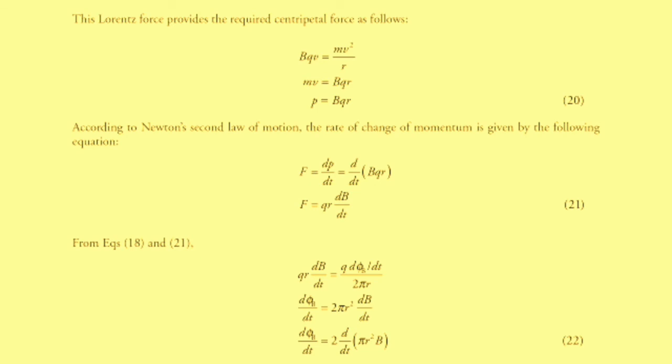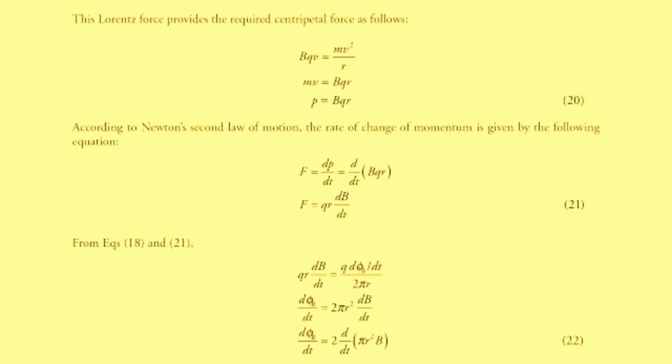Now, from equation number 18 and 21: in equation number 18 we have got the value for the force, which is equal to q dφ_B/dt upon 2πr. And in equation number 21 we have F is equal to qr dv/dt.